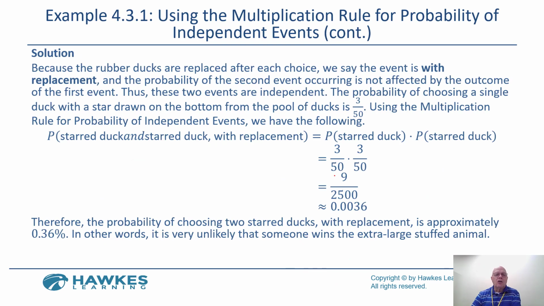Since our rubber duck that we pull out is being replaced, we'll just multiply the two probabilities. They're exactly the same in both cases. And there's the probability that we get two starred ducks, one after the other, with replacement.